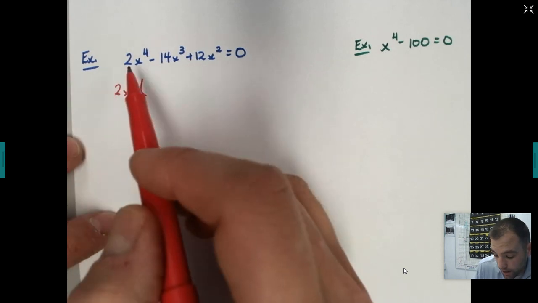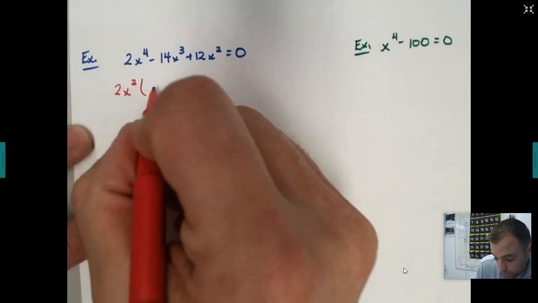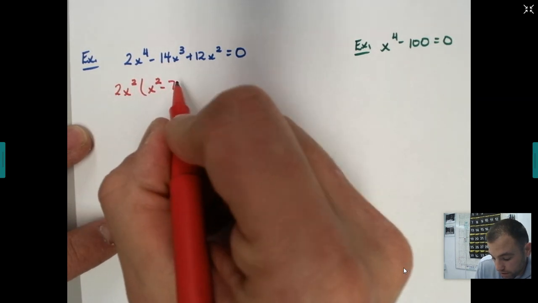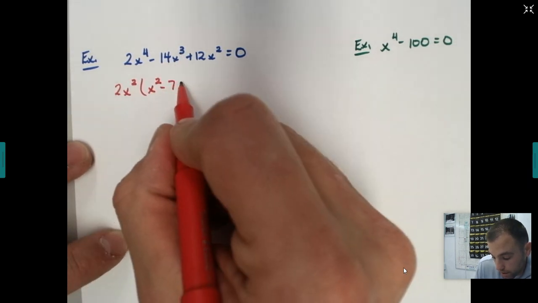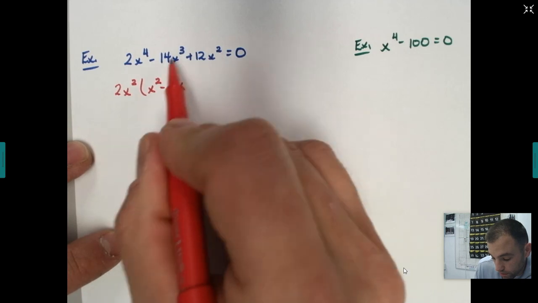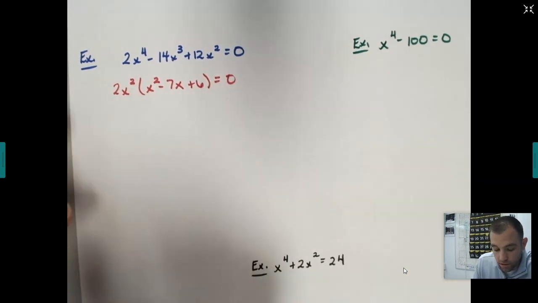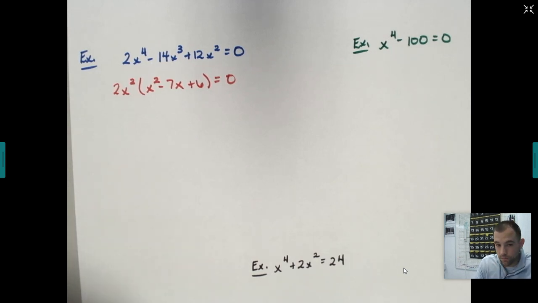Then I'm going to divide. 2x to the fourth divided by 2x squared is just x squared. 14 divided by 2 is 7. I had 3 x's, took 2 away, leave 1. 12x squared divided by 2x squared is 6. So I was able to factor that and take that out. Now you notice I have something left inside of the parentheses.